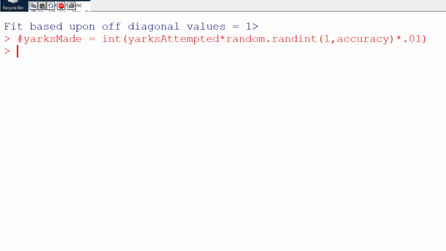So I will post that little bit of code for anyone who's interested in the Python. Other than that, that's the end of this one. Hopefully it made some sense.